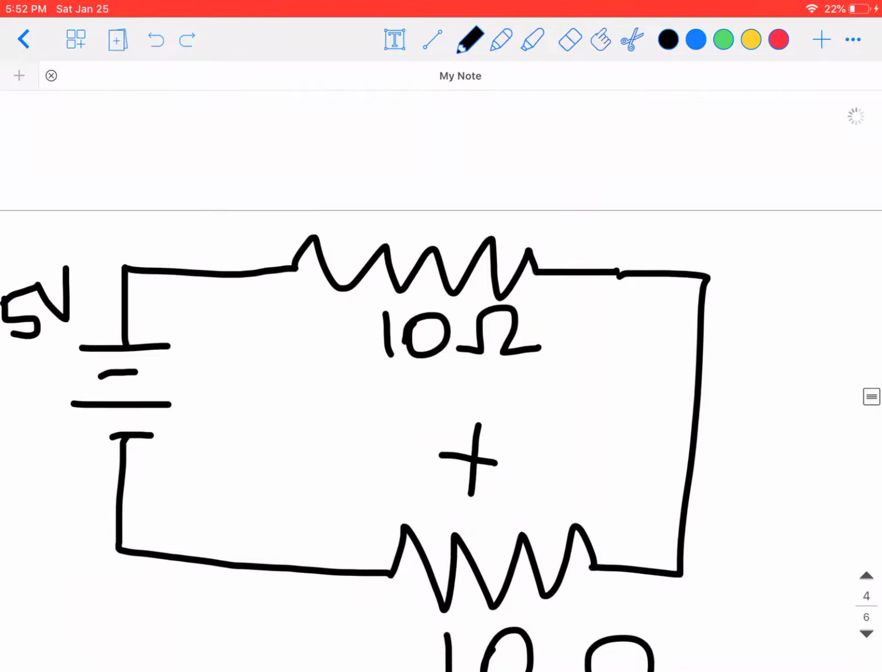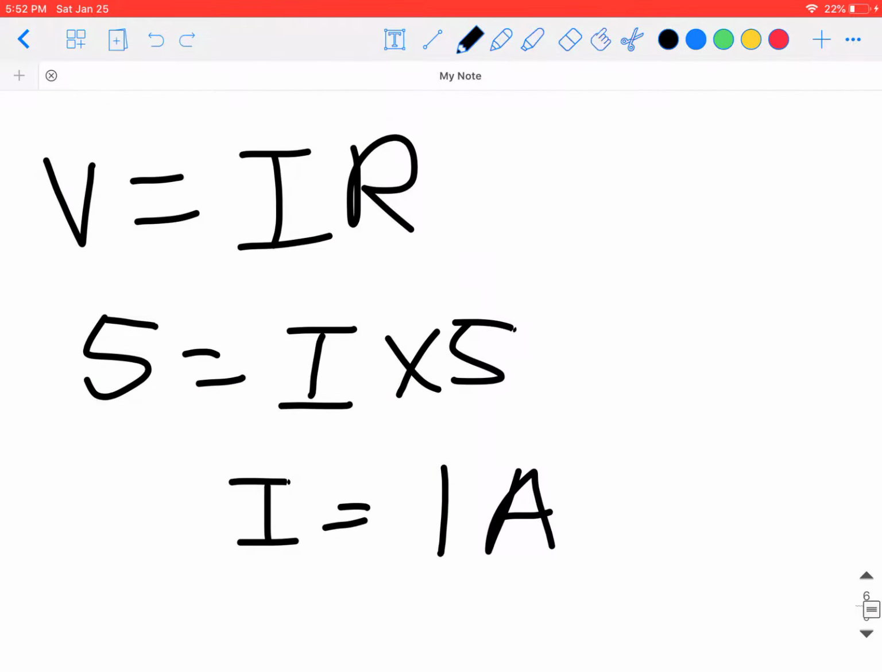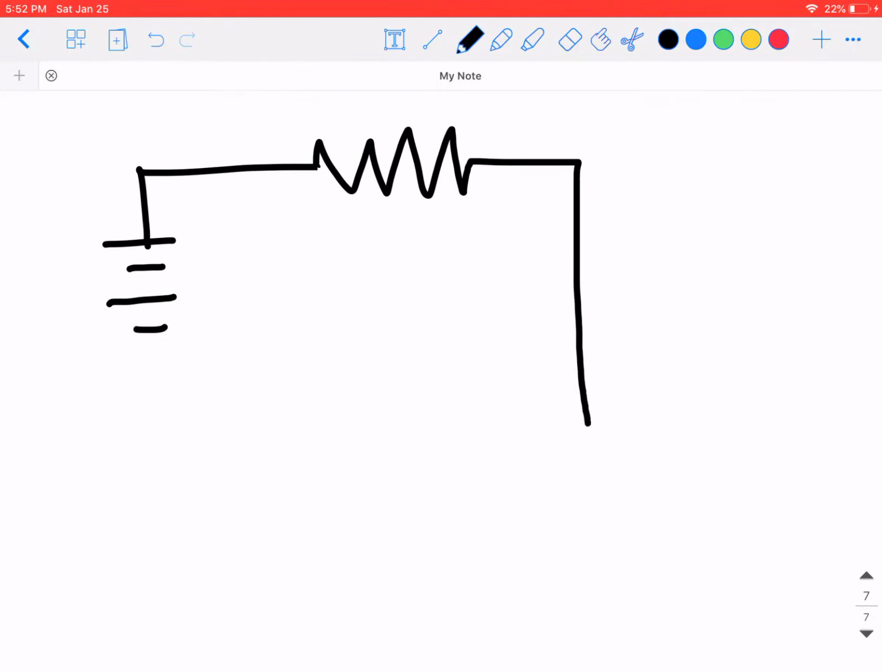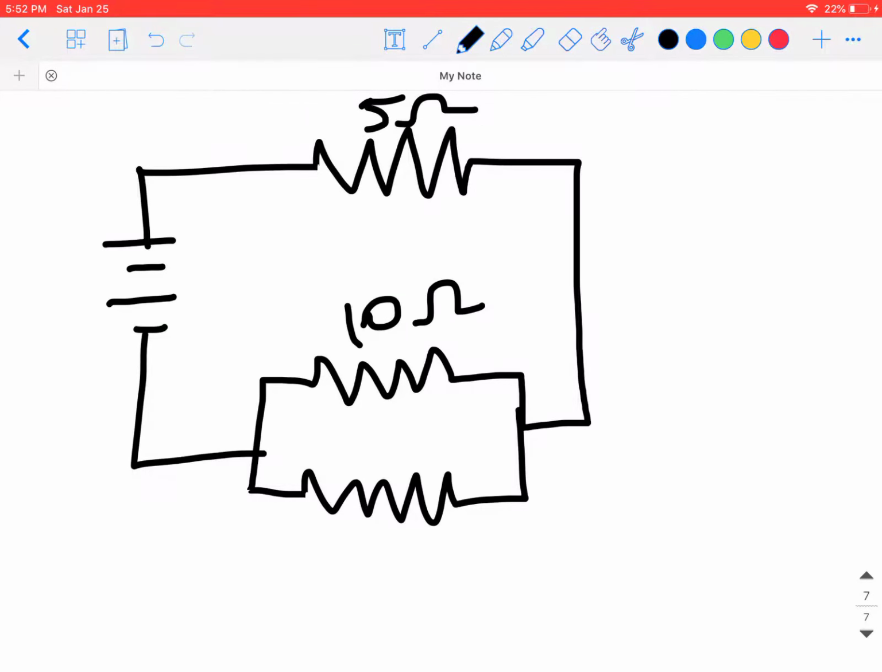So if you have a circuit that looks like this, I suppose: a battery, a resistor, and then it splits off into 2 branches, like this. Let's call this 5 ohms. Let's call this 10 ohms and 10 ohms once again. And let's call this still a 5-volt battery.